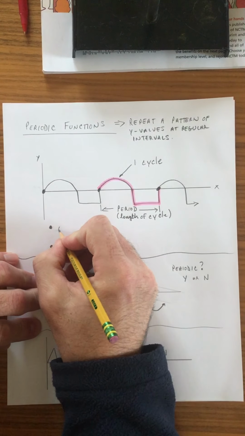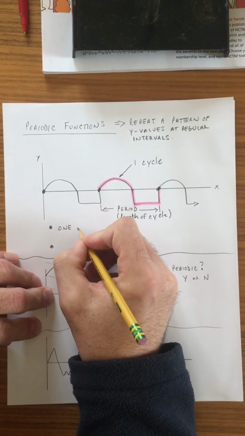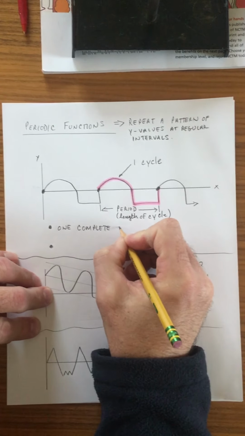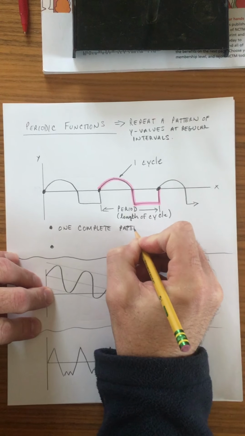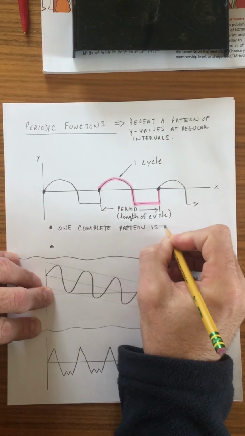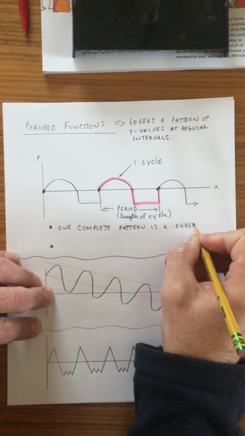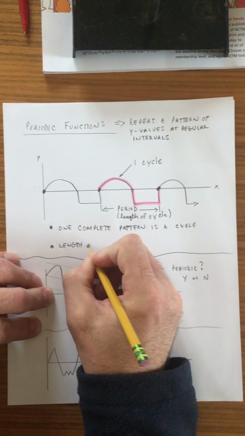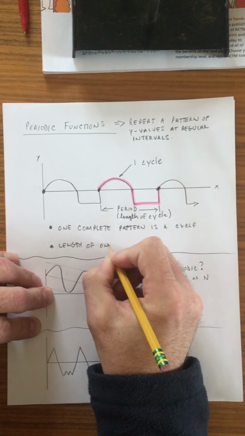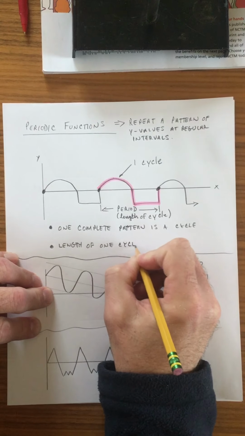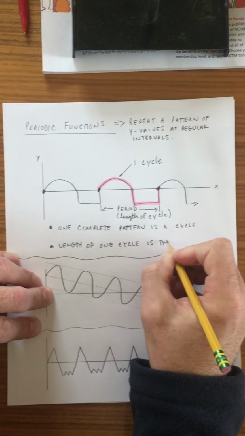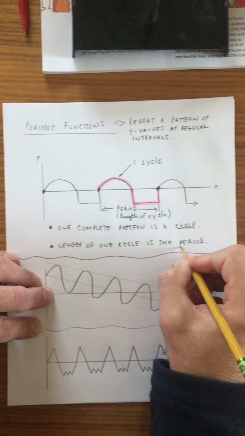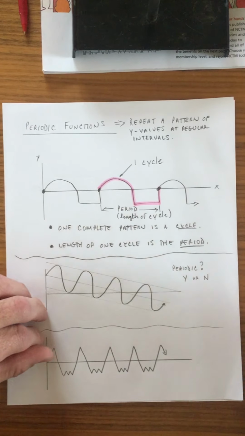So, to reinforce, one complete pattern is a cycle, and the length of one cycle is the period. So those are the two vocabulary words.